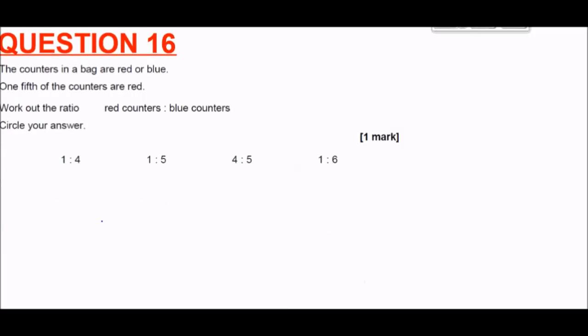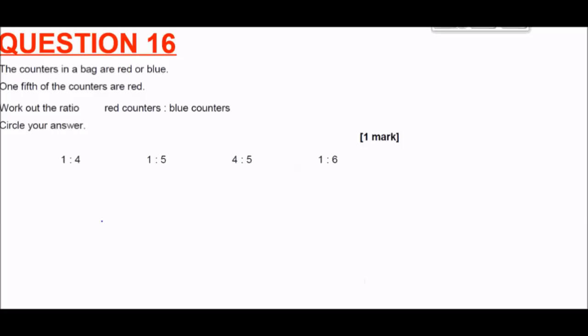Question 16. A 1-mark question, but one you could easily get wrong if you're not careful. We've got counters in a bag, either red or blue. 1/5 of the counters are red. If 1/5 of the counters are red, that means the other 4/5 are blue. There's 5/5 in a whole thing.